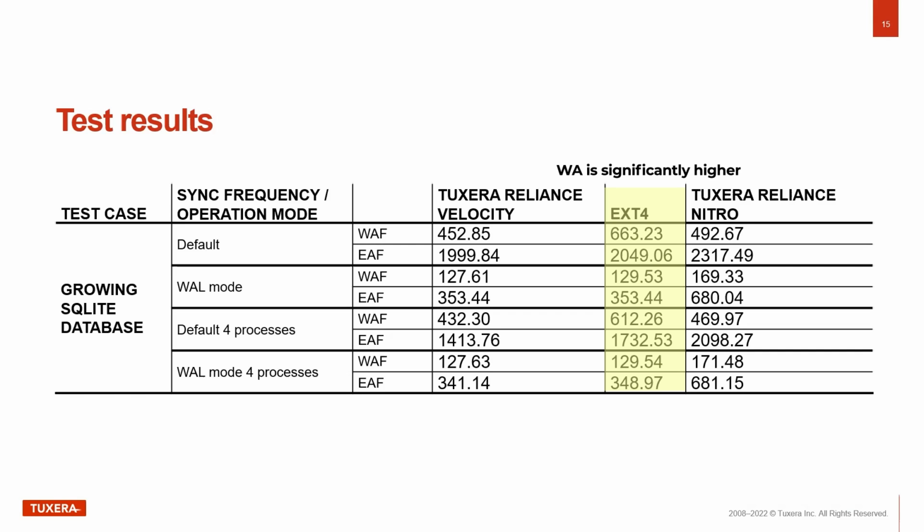Here we can see that the smallest write amplification is around 128, which is significantly larger than on a growing file. Here as well, the X4 with its journaling method increases the write amplification, while Reliance Nitro and Reliance Velocity has a stable write amplification all over the testing.